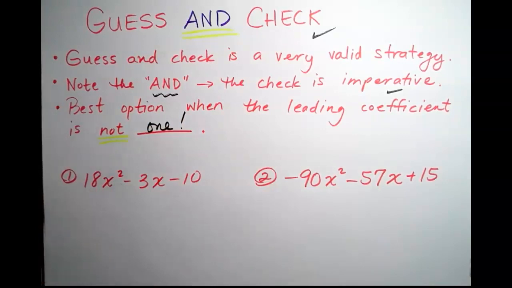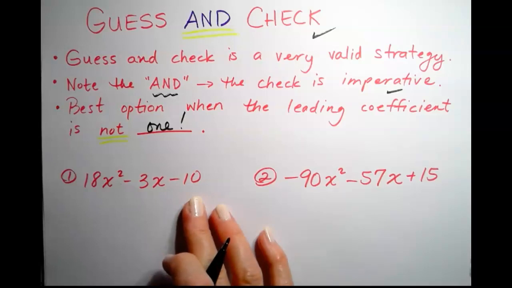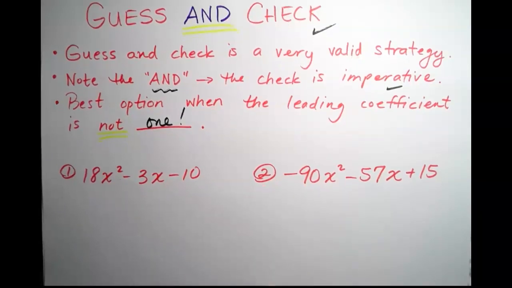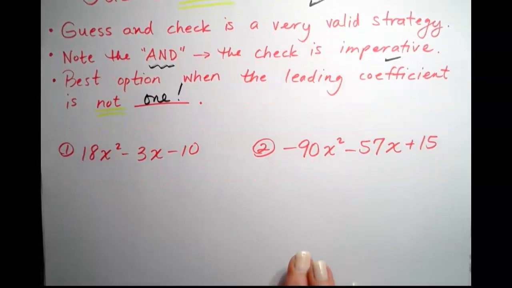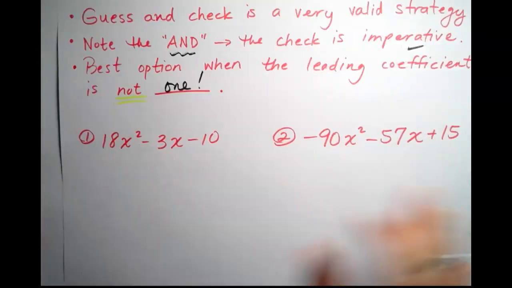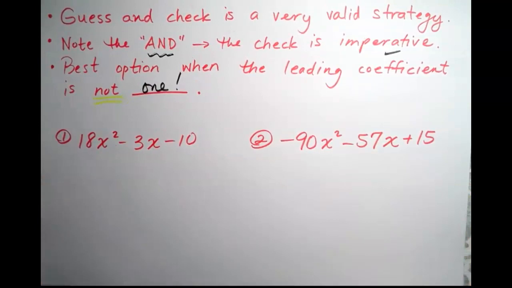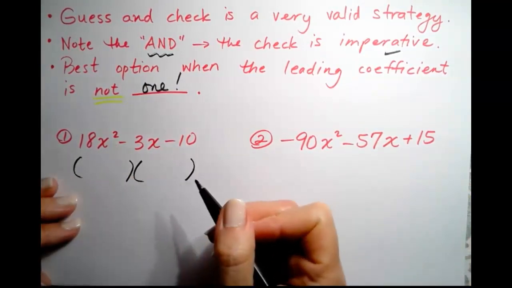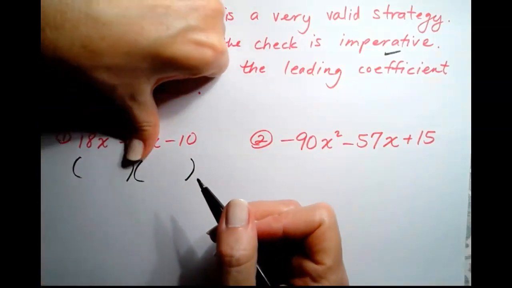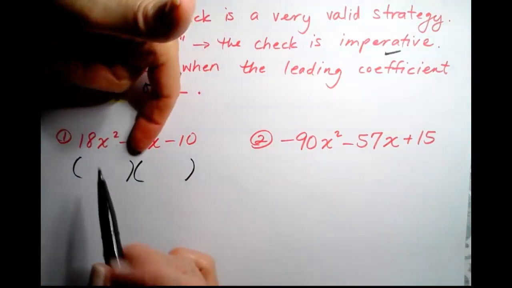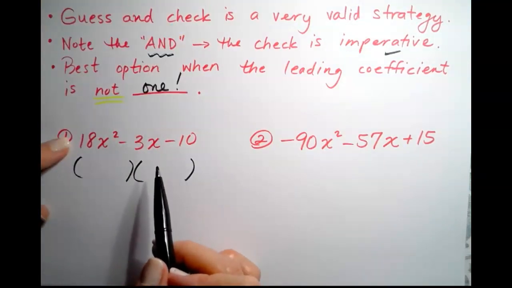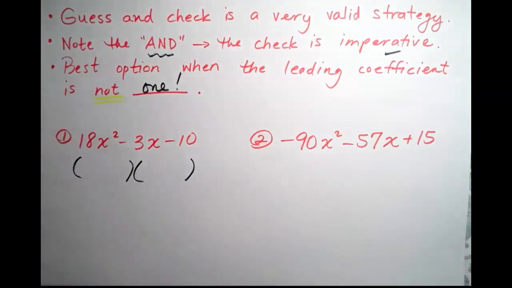If your leading coefficient is 1, then you don't have to guess and check. You can just look at the constant on the end and basically find a pair of factors that has the sum of the middle term. So, number 1, 18x squared minus 3x minus 10. So we are going to focus not on the middle term, but we are going to focus on the first term and the last term. So we need a pair of factors for 18.